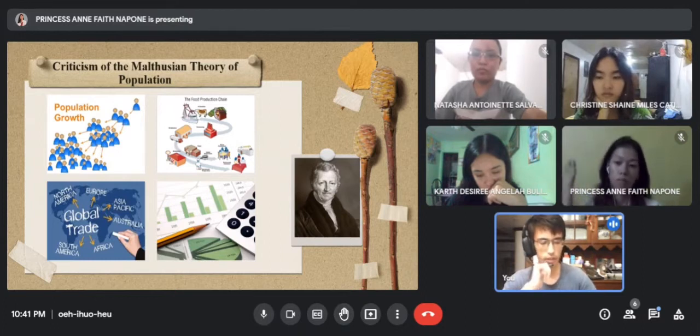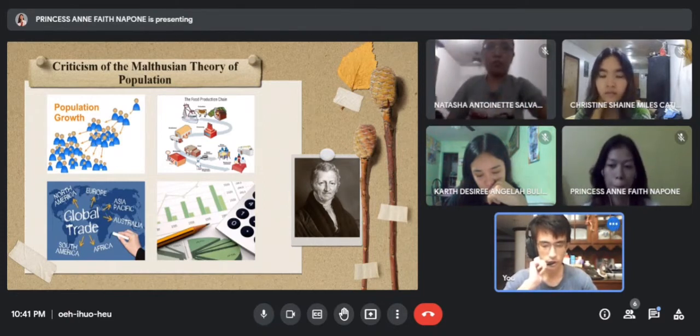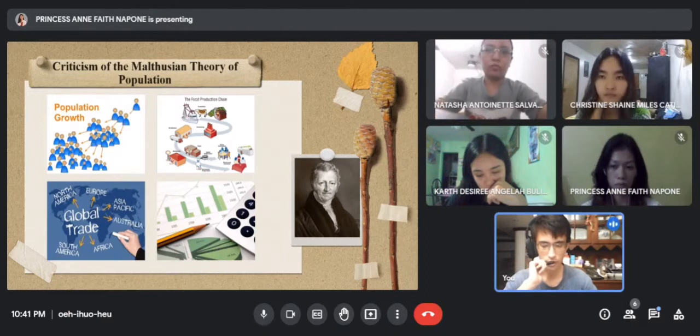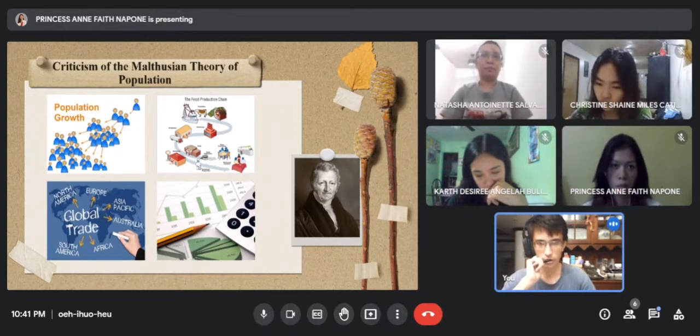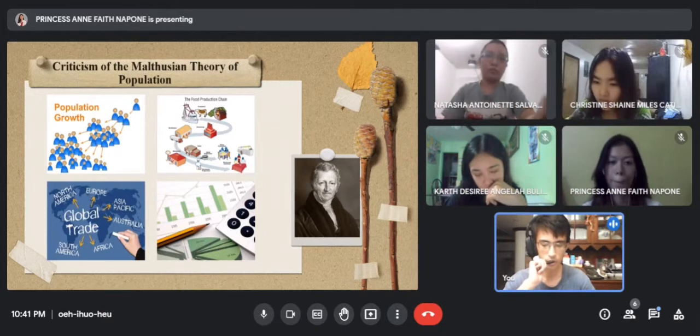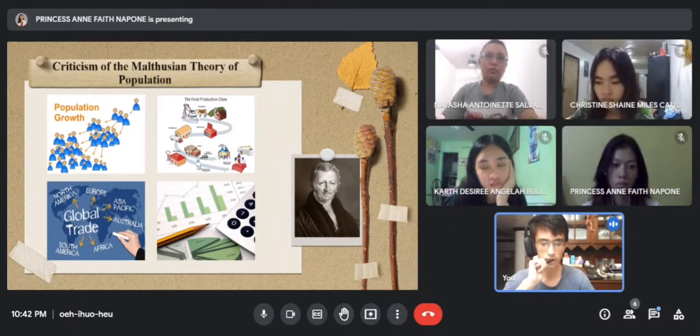For global trade, food production restriction was largely grounded on the inadequate availability of land. So back then, the limited amount of land at the time was Malthus's theory of food production. However, thanks to globalization, trading goods and services for food is possible, which increases the amount of food a country can consume. And for the last one, we have calculations.